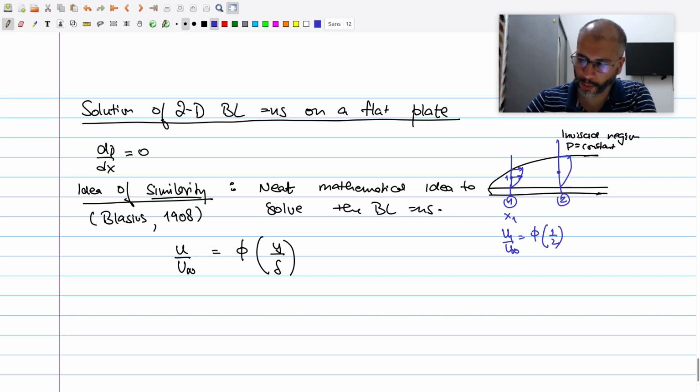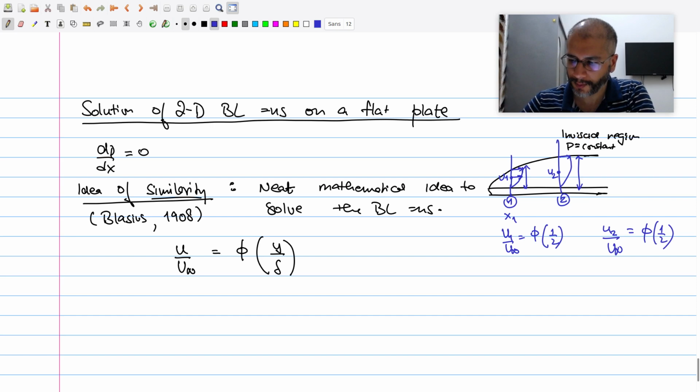Now at section 2, where I am calling this u2, this was u1. So u2 upon u infinity is a function of y upon delta. Now delta has changed. Delta has increased as we have moved from 1 to 2, but I am also choosing a center point here. So that means this is again half. What this tells me is that my u1 and u2 values will be equal. So this is the idea of similarity. The system is similar as you go from left to right inside the boundary layer.